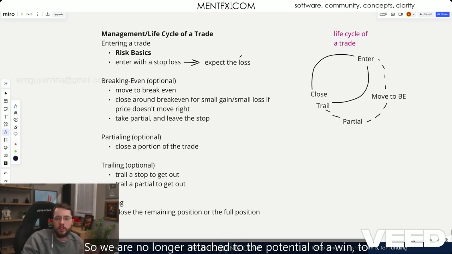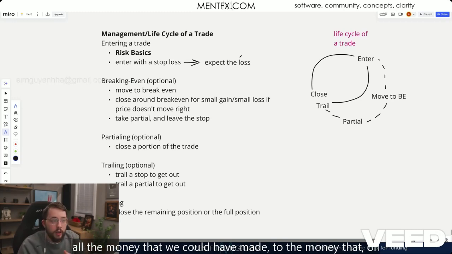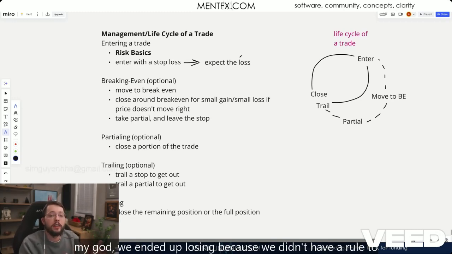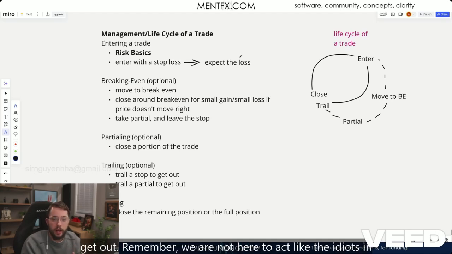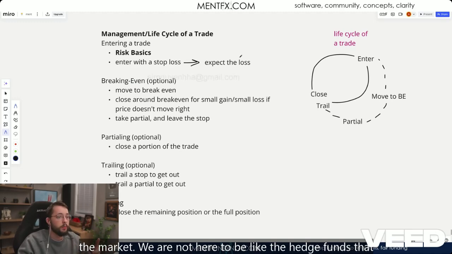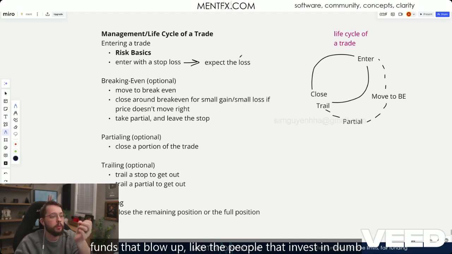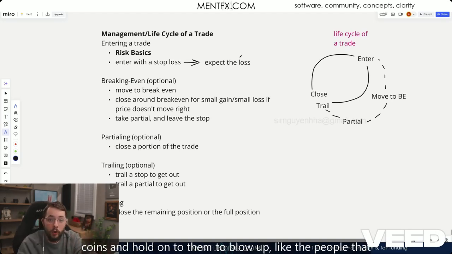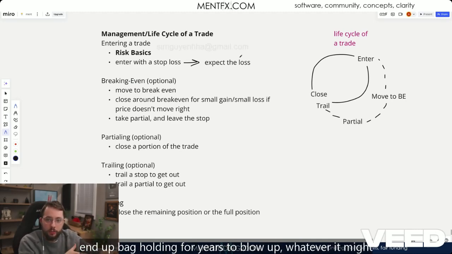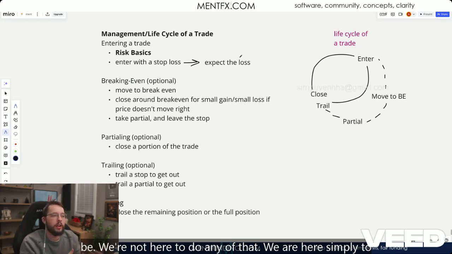So we are no longer attached to the potential of a win, to all the money that we could have made, or to the money that, oh my God, we ended up losing because we didn't have a rule to get out. Remember, we are not here to act like the idiots in the market. We are not here to be like the hedge funds that blow up, like the retail traders that blow up, like the people that invest in dumb coins and hold on to them to blow up, like the people that end up bag holding for years to blow up, whatever it might be. We're not here to do any of that.